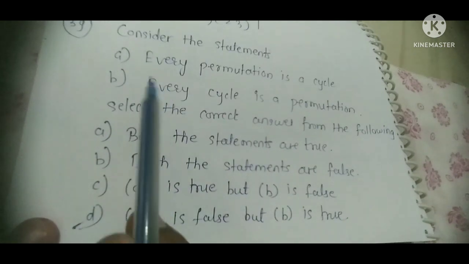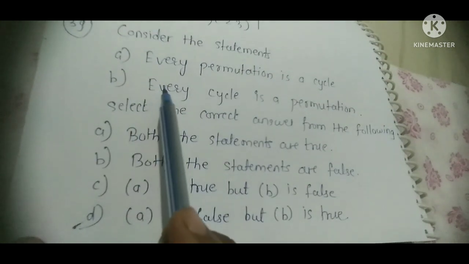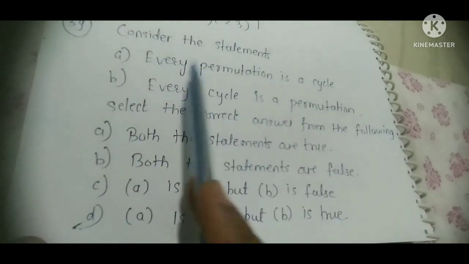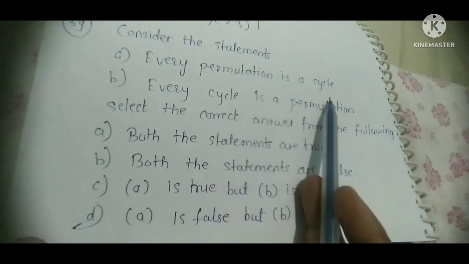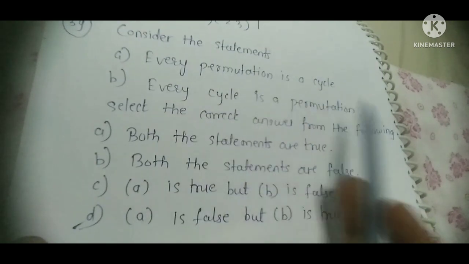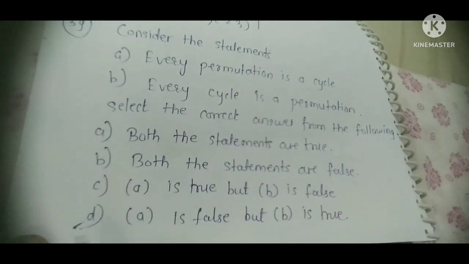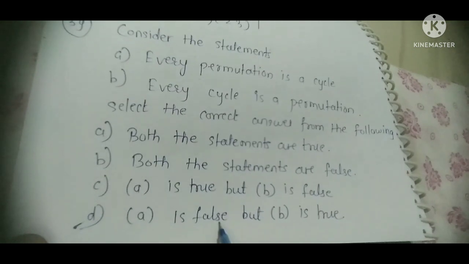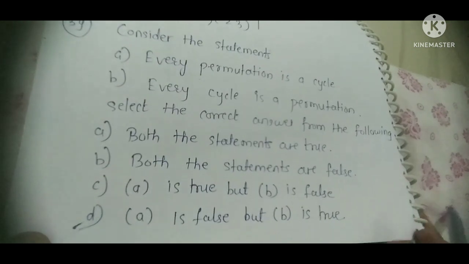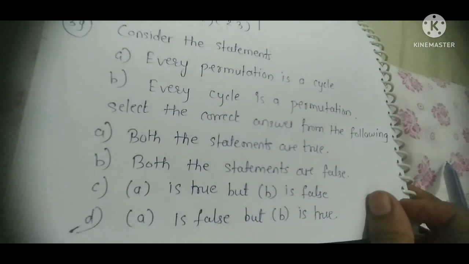So what have we already studied? Every cycle is a permutation, but every permutation is not a cycle. So option D is the correct one: A is false but B is true. Next MCQ.